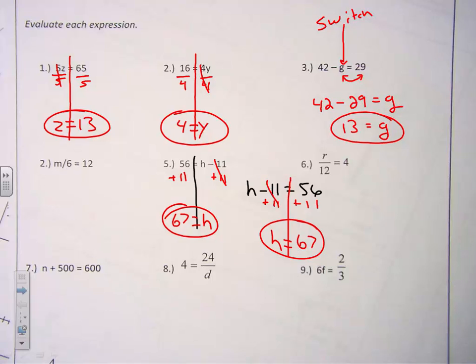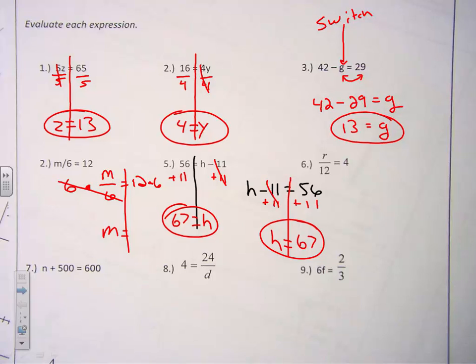All right, number 2, excuse me. This is a division problem, so it's really m over 6 equals 12. If you like that better, that's fine. To solve this, to get m by itself, I can do the inverse of division, which is multiplication. So I'm going to multiply by 6. That gets me m by itself. I'm going to multiply by 6 over here.